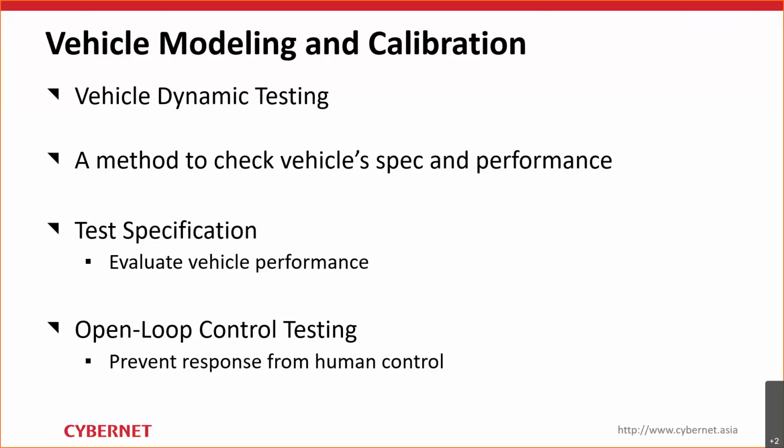Most of the testing sequences are open loop control testing. Open loop means we control the car without any kind of vehicle dynamics feedback. For example, full throttle instead of constant speed. Turn the steering wheel with constant force instead of a specified angle. Full brake command no matter whether ABS is on or off. This kind of open loop control will prevent response error from human control.